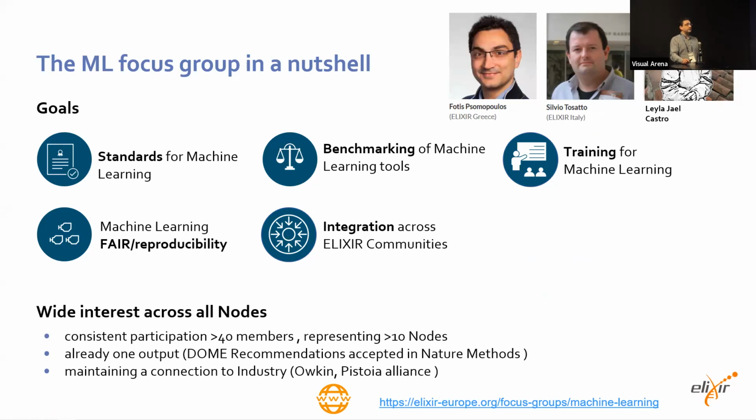The first is about defining standards, and I will talk about them in a second. The second is about benchmarking, which is more of a technical effort: how to ensure that the tools, the efforts, and the approaches around machine learning can be evaluated, making sure that machine learning processes are fair and reproducible, which is a clear link to this interest group as well. Then, integrating across Elixir communities, which is more of an inward Elixir effort. And of course, training. It is not usually a good approach to have the infrastructure, the services and the tools in place without people actually knowing how to use them effectively.